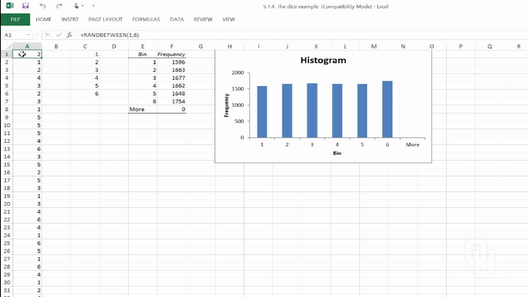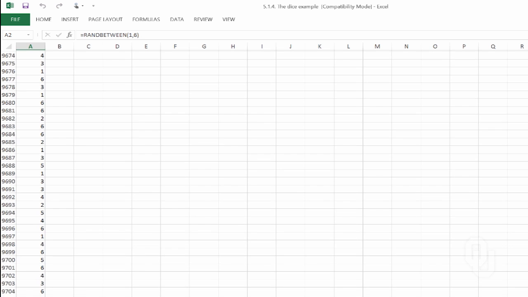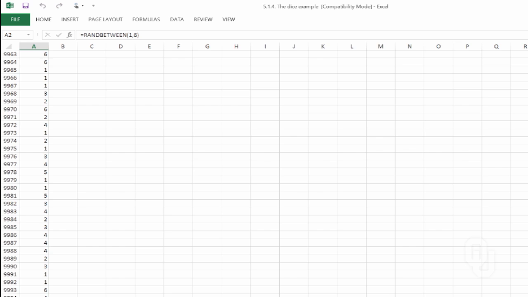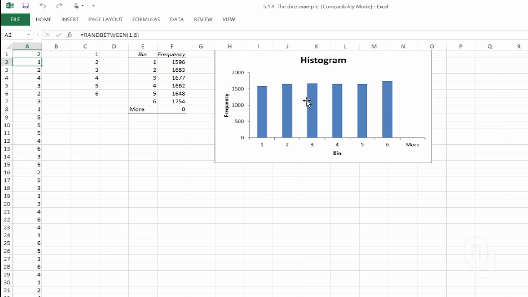So for our first toss of the single die, we got a value of 2. In the second toss, we got a value of 1, and so on. And we ran the RANDBETWEEN function 10,000 times. We tossed one die 10,000 times, and we took the average of each one of those tosses, which is just the observation.